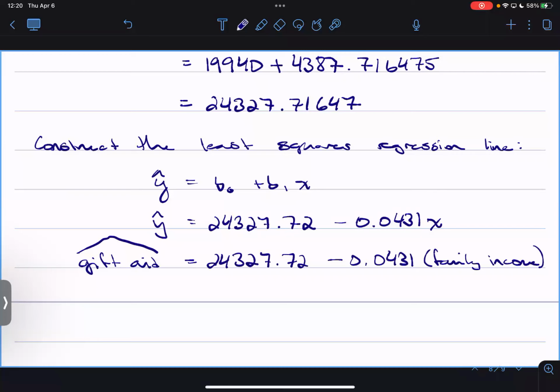Now you can put in any value of family income and predict the amount of gift aid that you would get.